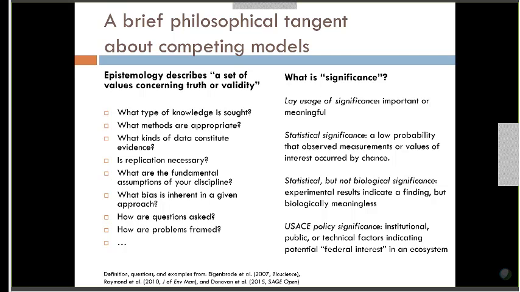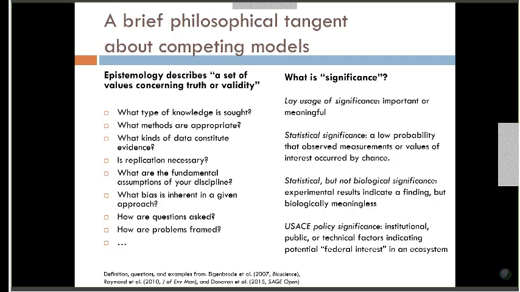Likewise, there may be issues where something is statistically but not biologically significant. So this is the classic example of correlation and causation, where two variables may correlate, but it may be non-causative or spurious. And so something could be statistically significant, but not biologically significant. And then finally, just an example related to the Corps of Engineers, where the Corps uses the word significance in a policy context to define whether something is nationally or regionally significant for its restoration programs.